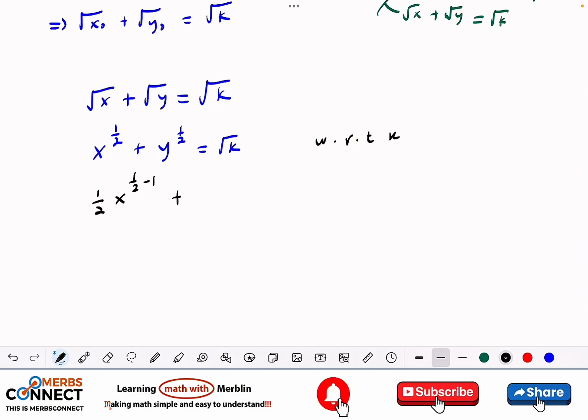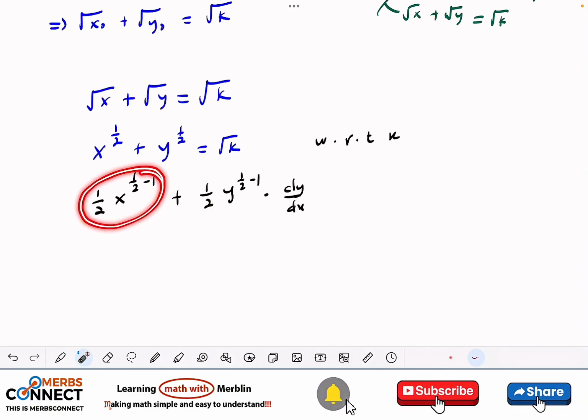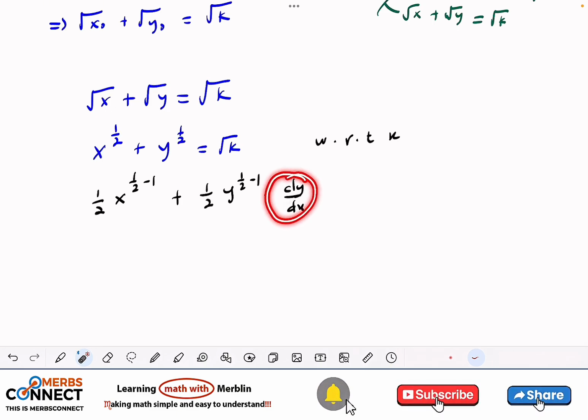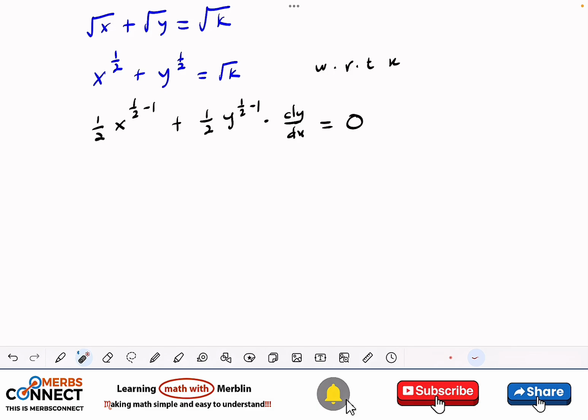Plus, remember we are dealing with implicit. So when I differentiate y, same idea: 1 over 2 drops, 1 over 2 minus 1, times, now because it's implicit and we are differentiating with respect to x, dy over dx. For this one, we are having dx over dx, but dx over dx is going to be 1, so we don't need anything there. But this one, dy over dx, is not 1. And then when I differentiate a constant, I get 0 because it's a constant. Right. So let's try and figure out what we need for this guy here.